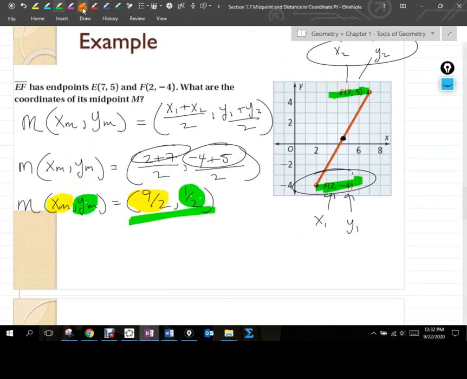So 9/2, if I put it as a decimal, is 4.5. And 1/2 is 0.5, right? So I always go from 0, 0. This is my X direction, this is my Y direction. So I'm going to go X direction first, count out 4.5, and then follow that by 1/2.